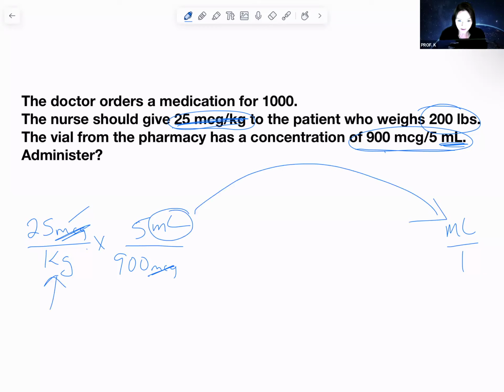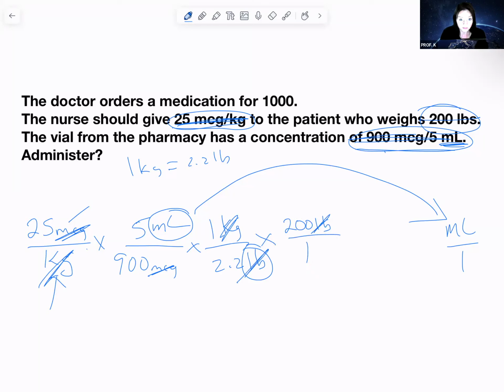How do I get rid of kilograms? I got to do my conversions. So the patient's weight is in pounds, so I need the pound to weight conversion. 1 kilogram is equal to 2.2 pounds. So I'm going to use that to get rid of kilograms. 1 kilogram is 2.2 pounds. That erases my kilogram. Now I have to get rid of pounds. I'm going to use the patient's weight, which is 200 pounds. I'm going to put 200 pounds up here so I can get rid of it, cross off diagonally. And that leaves me with everything crossed off but my milliliters. I always look at my problem, make sure there's nothing left. These are all crossed off. Gorgeous. I love it. Now it's just math, right? So let's do the math. 25 times 5 times 200.